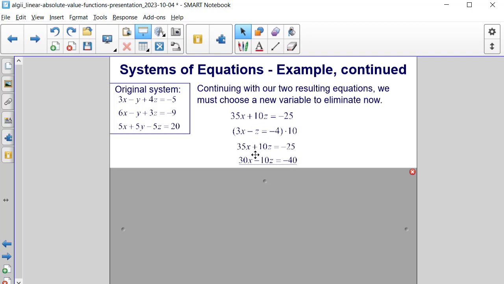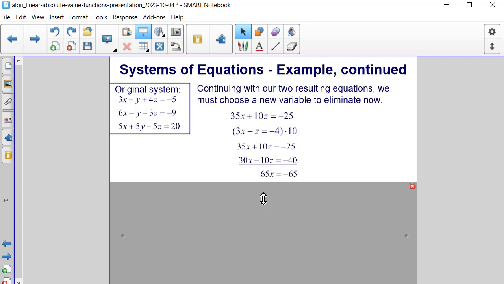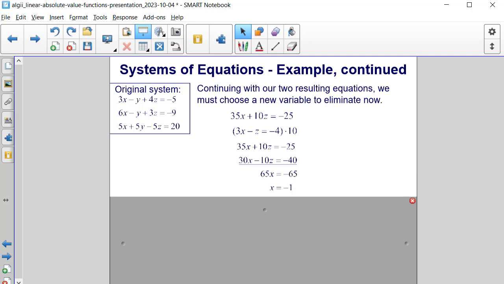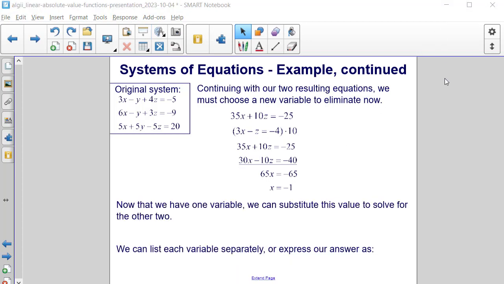After we distribute the 10 through, then if we add straight down, we'll end up getting 65x, the z's go away, is equal to negative 65. And then if we divide both sides by 65, we get that x is negative 1. Now that we have one variable, we can substitute this value of negative 1 in for x and solve for the other two.